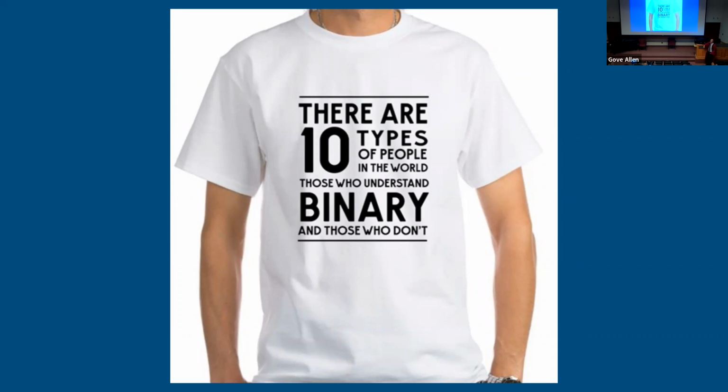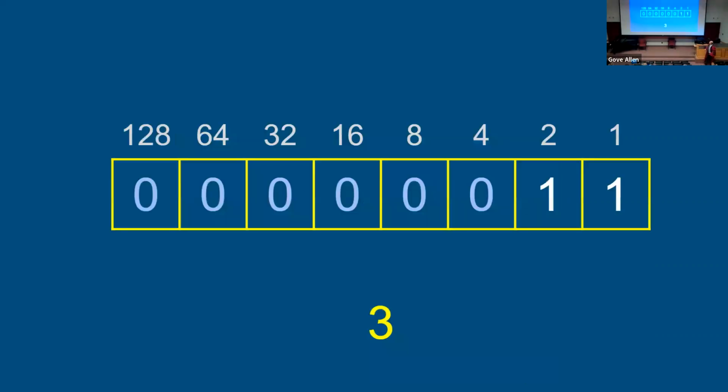How would you actually read that? There are 2 types of people in the world, those who understand binary and those who don't. I saw another shirt. I couldn't find a picture of it for the slideshow, but it was like this. There are 10 types of people in the world, those who understand binary and those who have friends, I don't know.